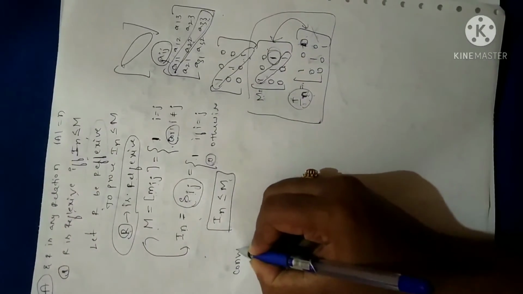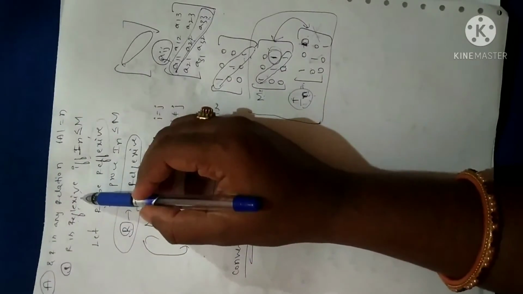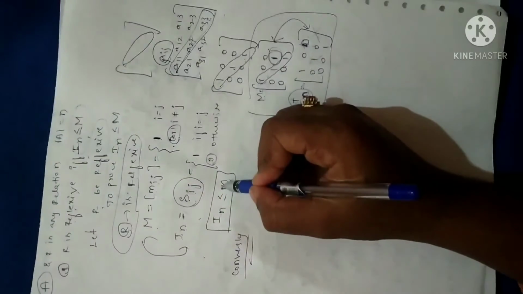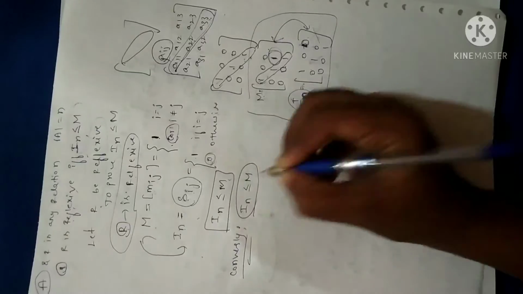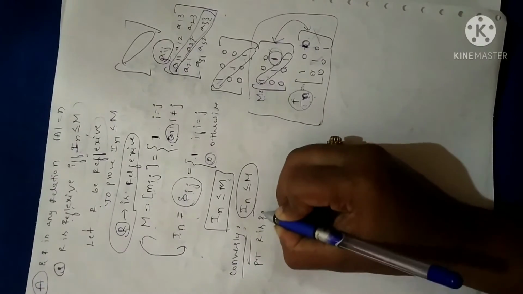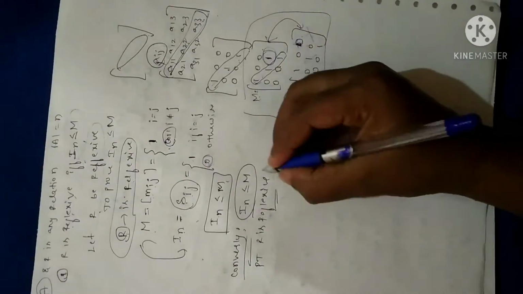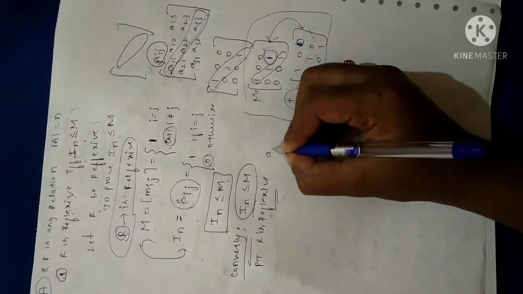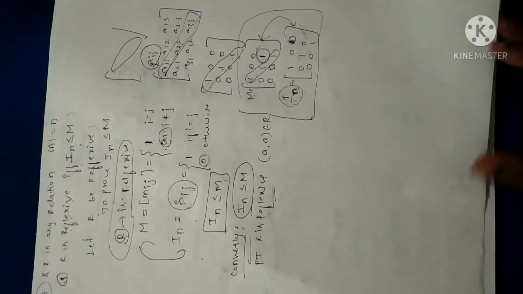Now let me prove the converse part. What I have assumed in the first part is that R is reflexive, and what I have arrived at is In is less than or equal to M. Now for the converse, let me assume In is less than or equal to M. Now I have to prove that R is reflexive. When do we say so, as per the definition of reflexive? Suppose I have an element a, then (a, a) should belong to R. As per the definition of reflexivity, this condition has to be satisfied.